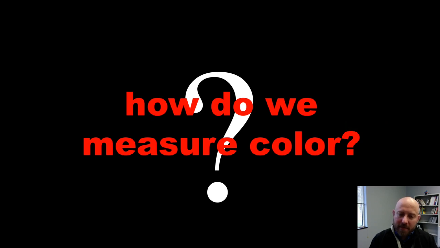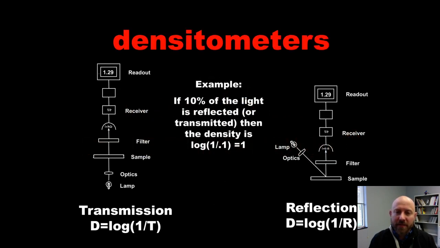So let's talk about how we measure color. We see it, we experience it, we now have a little bit better understanding of how the science of it works. Let's talk about how we quantify it. Well, the first thing to do is to talk about density. Density doesn't really measure color. It's more a measure of, let's say, intensity, I think is a better word.